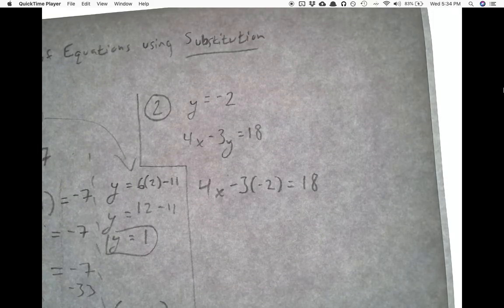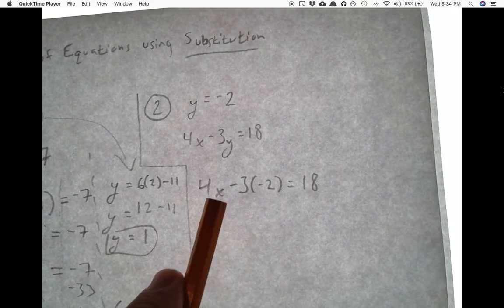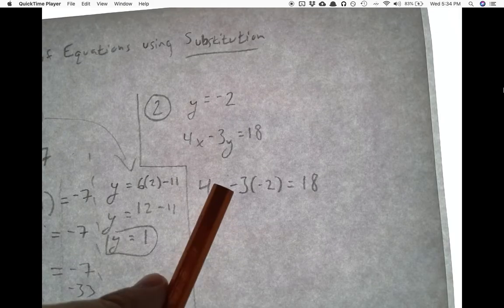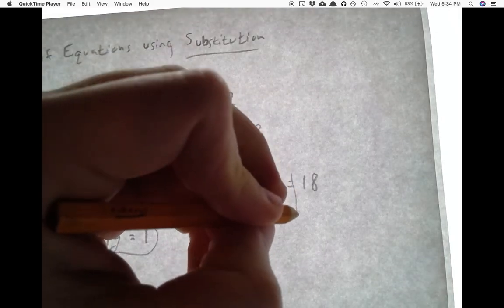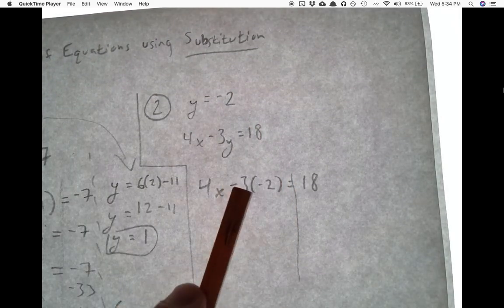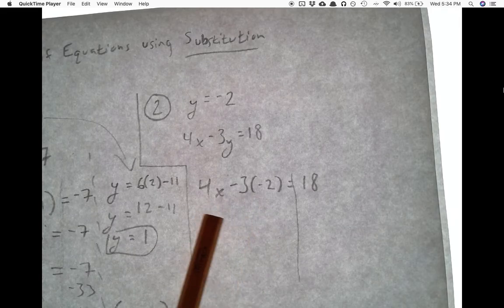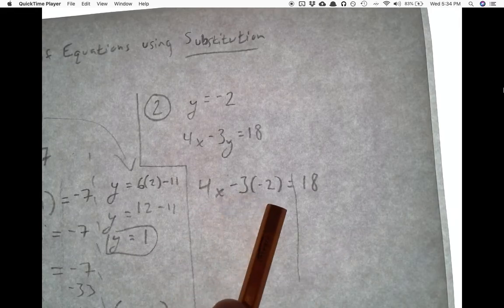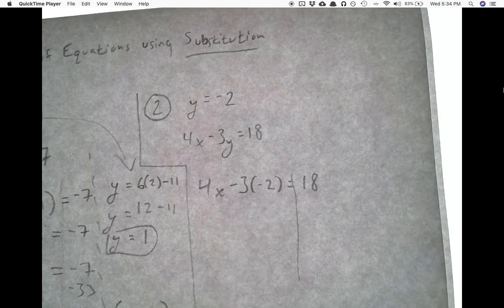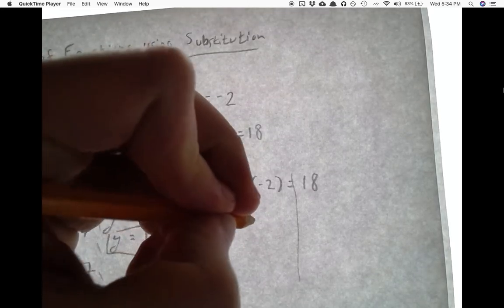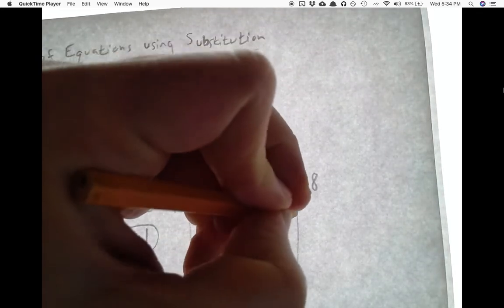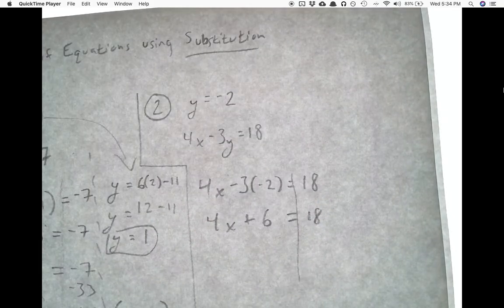So now we're set up. We have an equation with only one variable. We can do this. I'm going to draw my little line over here. Before I can start moving things over, I have some multiplication to do here. -3 times -2. This is going to be 4x plus 6 equals 18.